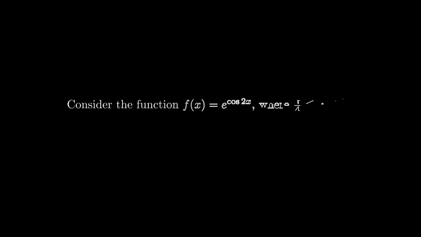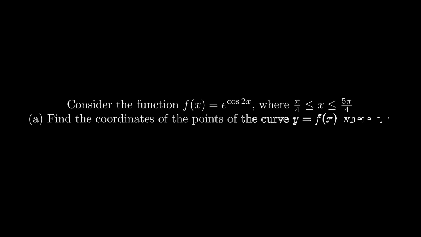For question 11, we're being asked to consider the function f of x is equal to e to the cos 2x, where x is between pi over 4 and 5 pi over 4. And we're being asked to find the coordinates of the points of the curve y equals f of x, where the gradient is 0.